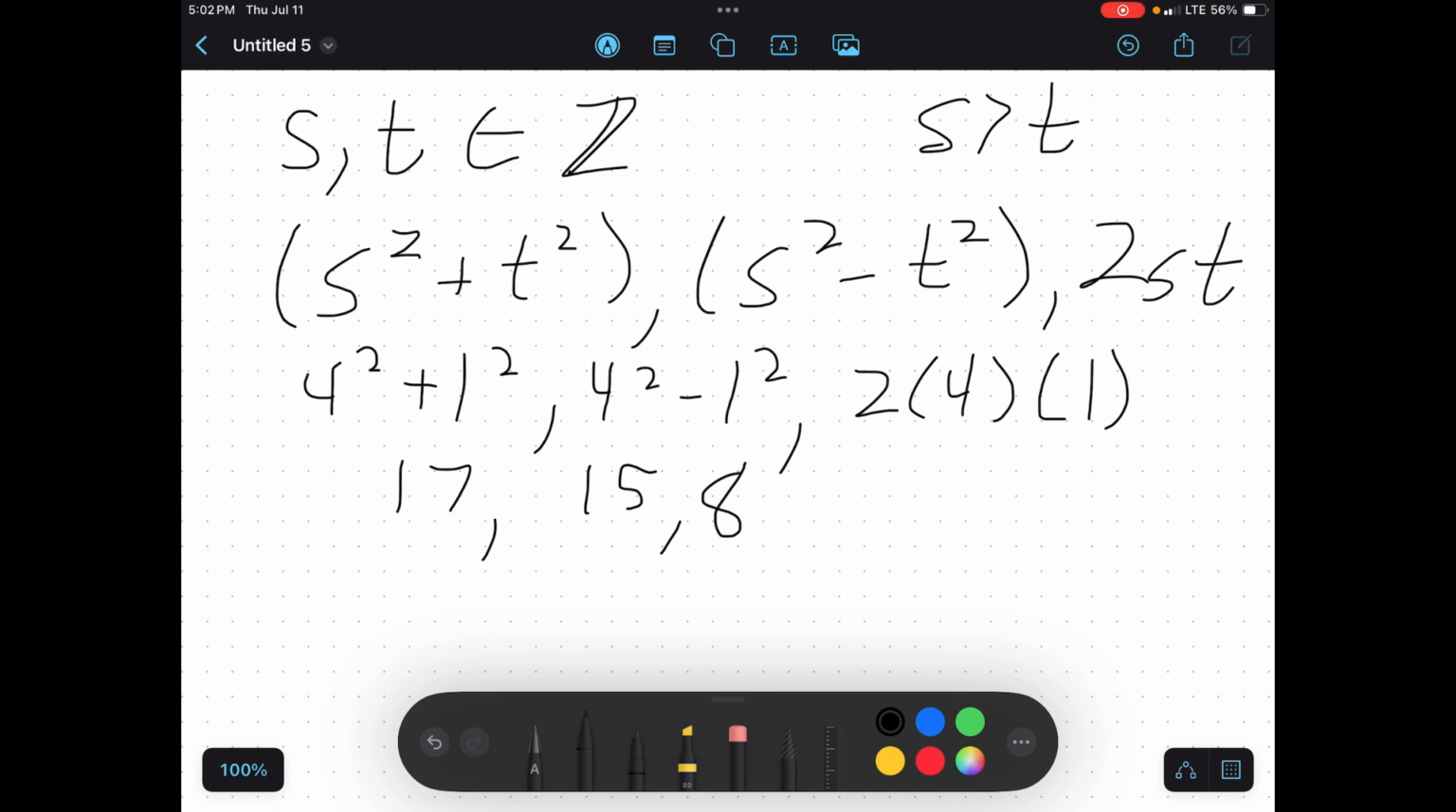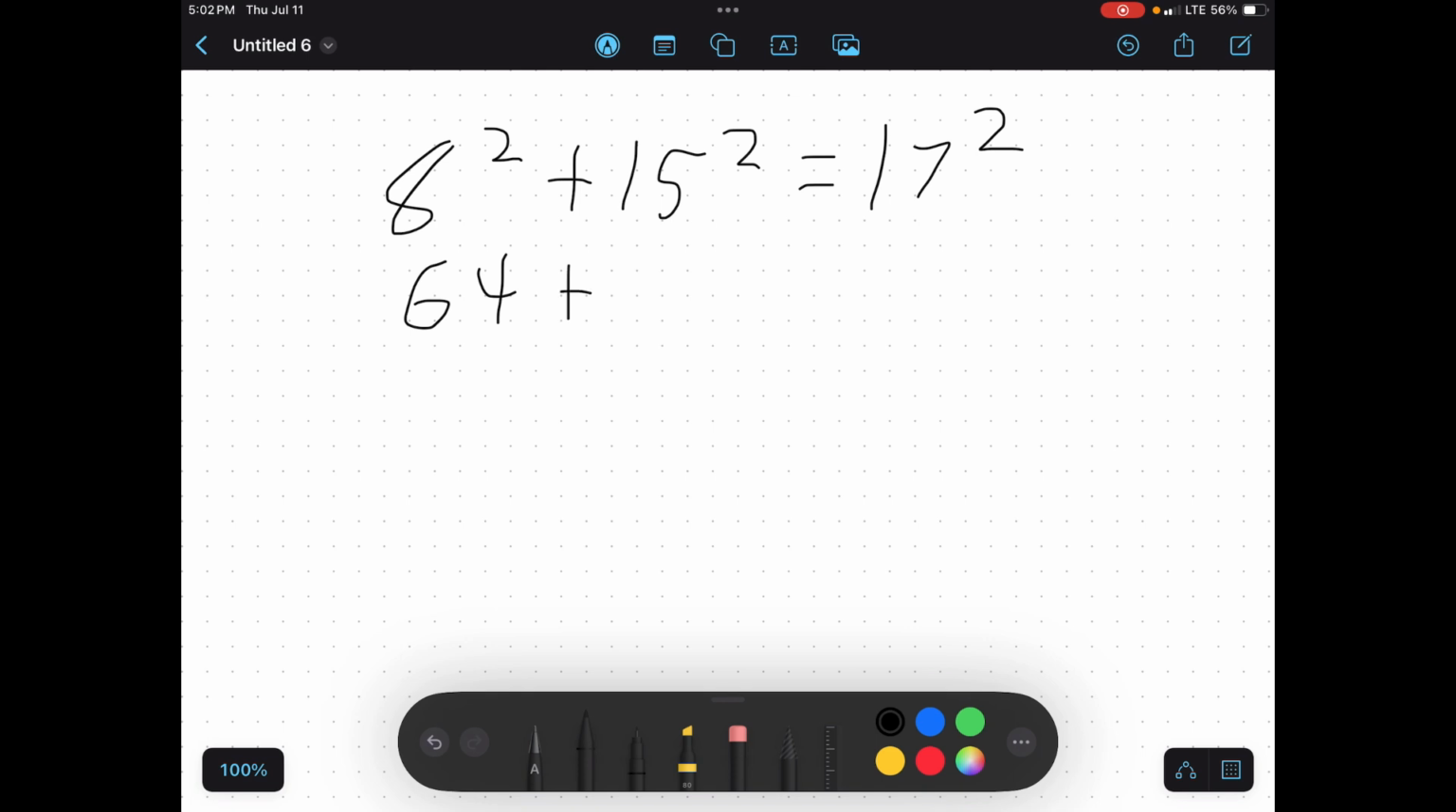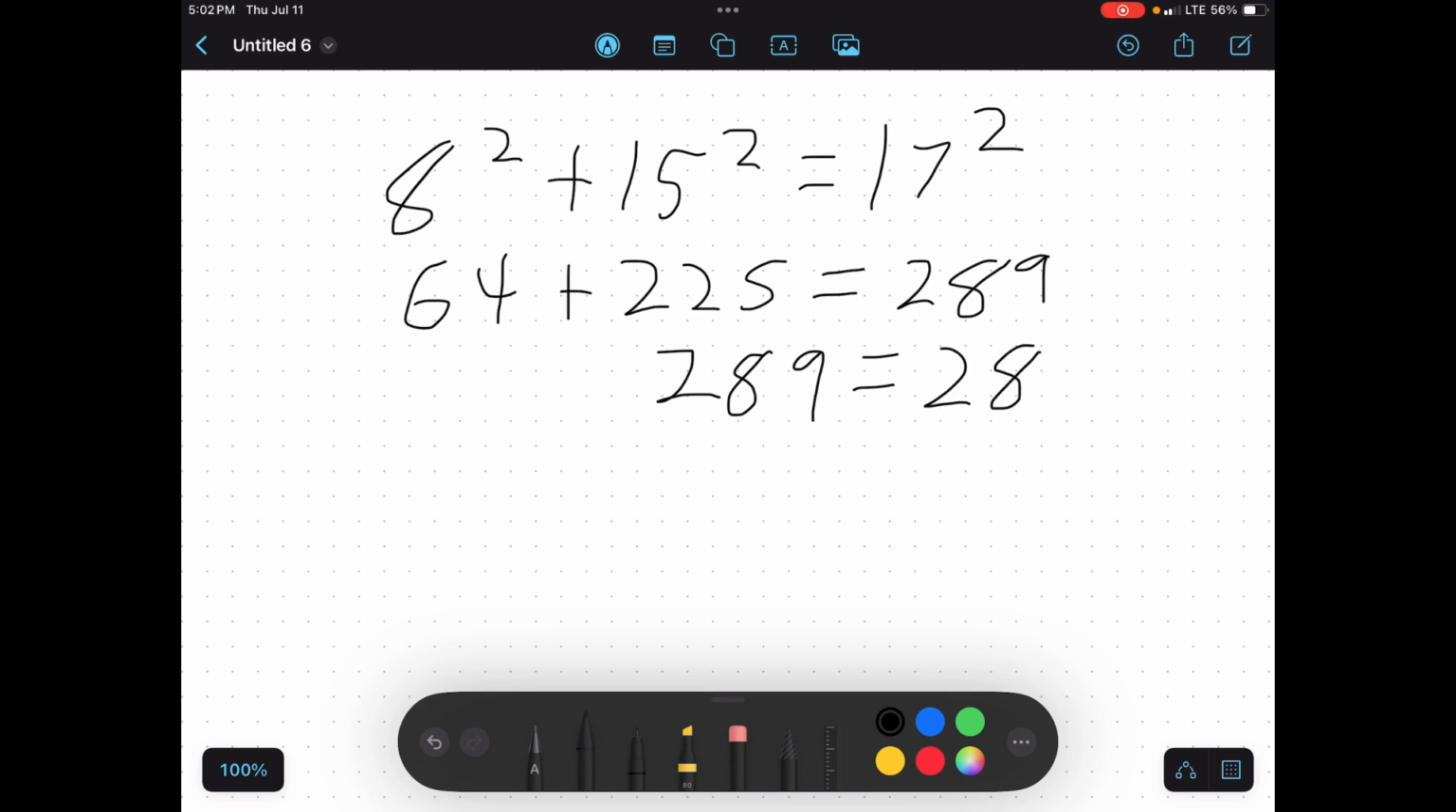Well, first let's check it. 8 squared plus 15 squared is equal to 17 squared. 8 squared is 64. 15 squared is 225. And 17 squared is 289. 64 plus 225 is 289. So we can show that 289 is equal to 289. So it worked. Why does it work?